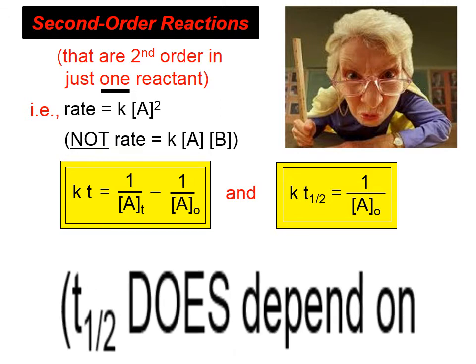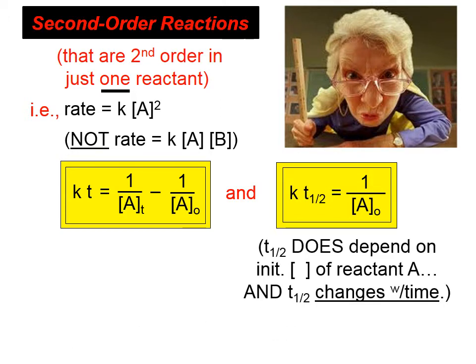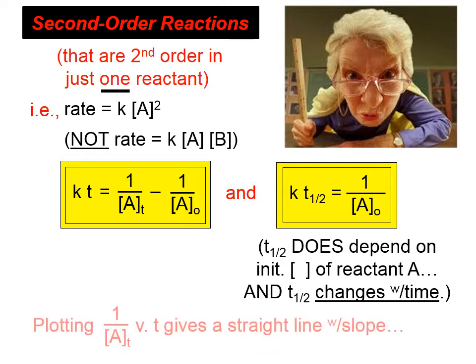And notice that the half-life, unlike for a first-order reaction, does depend on the initial concentration of reactant A, and the half-life actually changes as time goes on. This is very different from a first-order reaction. If we plot on a graph 1 over the concentration of something at any given time, we will get a straight line, and it will have a particular slope.